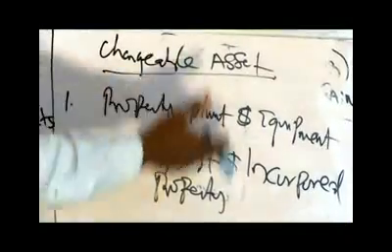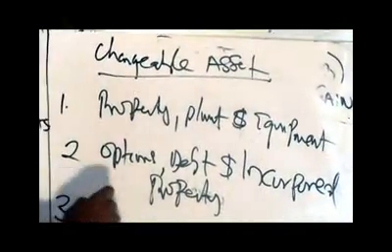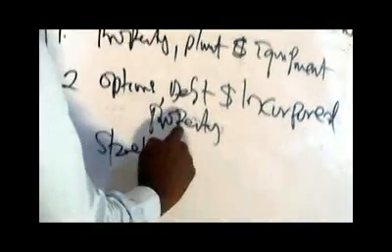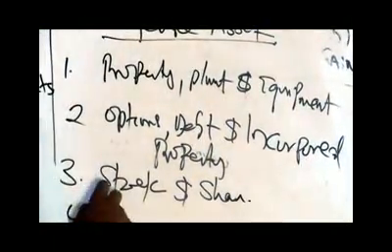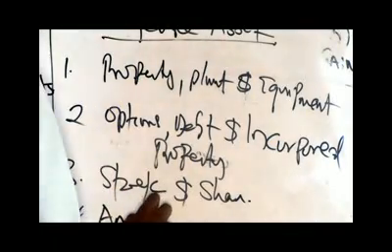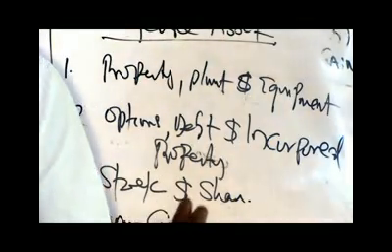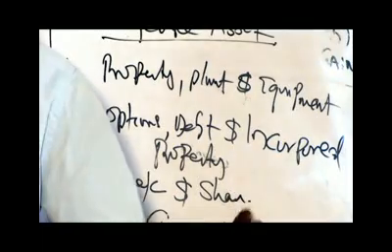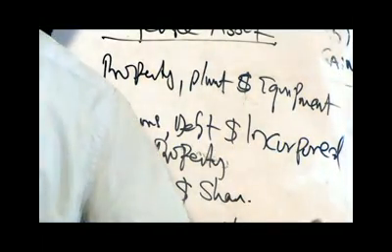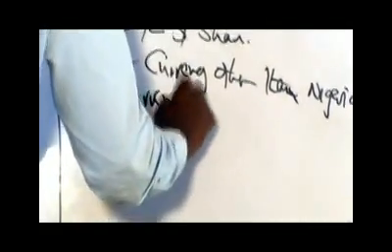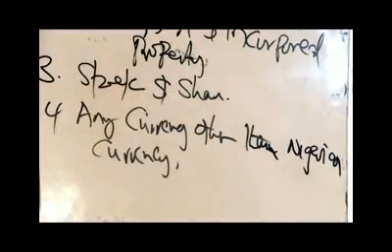Options, debt, and incorporeal property, such as goodwill and all that. Then we have stocks and shares. Then number four, any currency other than Nigerian currency. So these are chargeable assets under the capital gain tax.